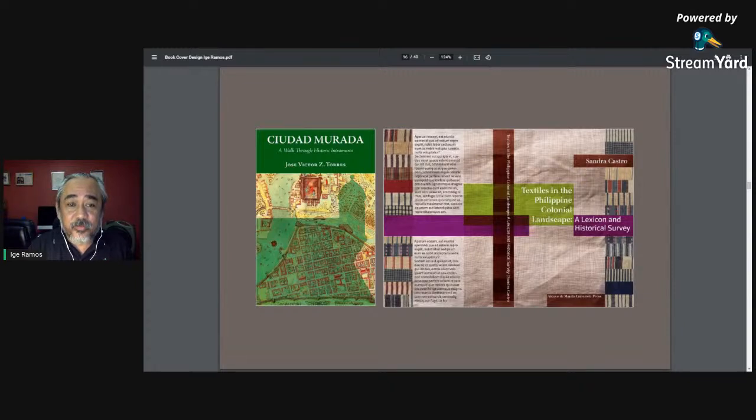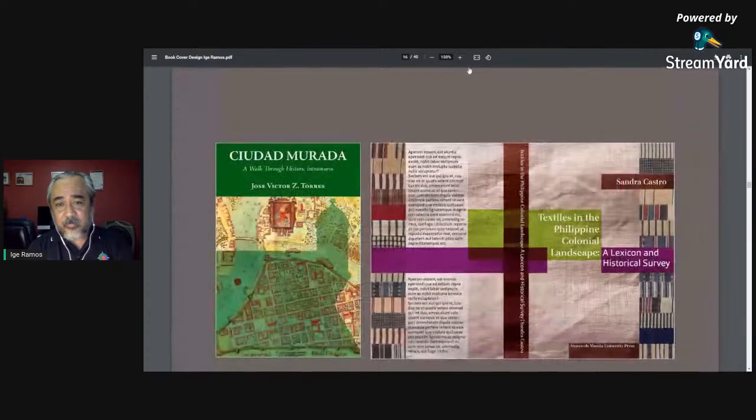And then these are two books. The reason why they're together is because I've known both Victorias and Sandra Castro in Intramuros. So Ciudad Moradas is a guidebook written by historian par excellence, Jose Victor Torres, and this is our first collaboration together. You have that old map of Intramuros showing the garita, with the green shadow overcast overlay on the map, so you can actually see the wall and the sentry guard, which they call garita.